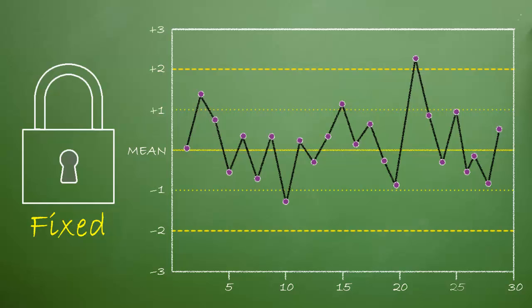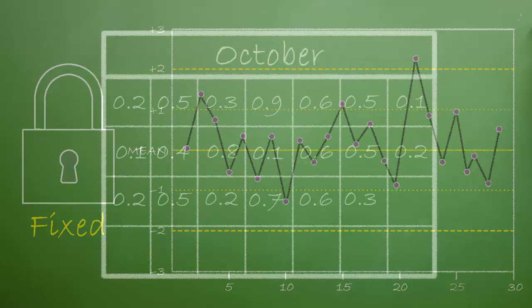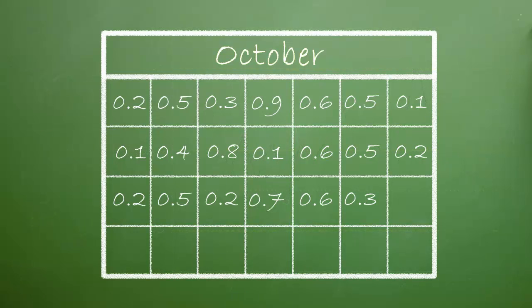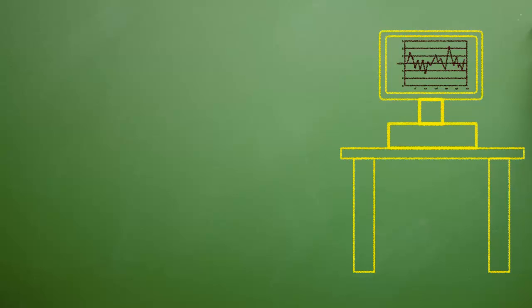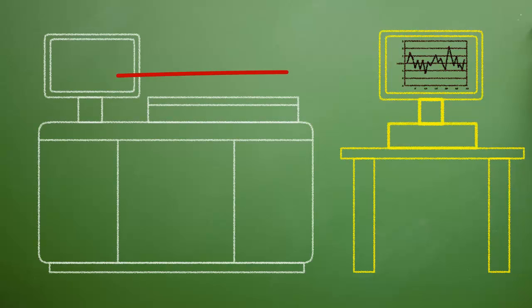So, how are fixed means and SDs established? First, gather at least 20 data points. Then calculate the mean and SD. Check out our videos if you're not familiar with how to do that. Once calculated, the laboratory can enter these values into their QC system and fix them into place. As new QC is run, it's evaluated against these fixed settings.